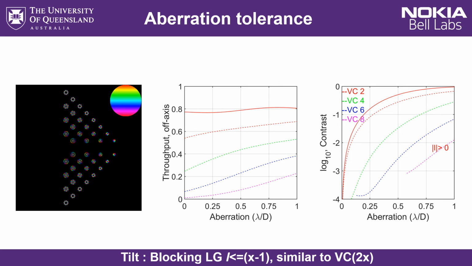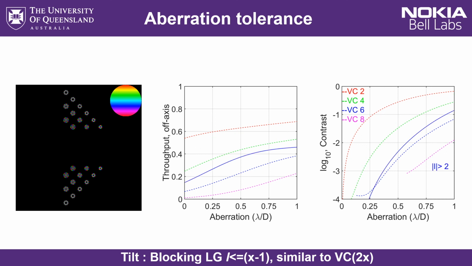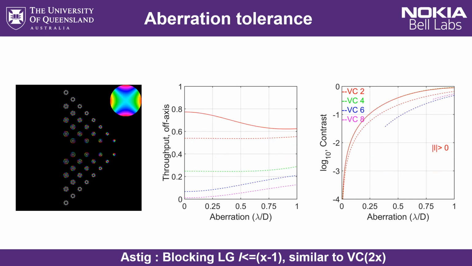As we increase the order of the LG coronagraph, it behaves similarly to a vortex coronagraph of increasing charge. So we block out the L equals 1 rows, that acts like a vortex coronagraph of charge 4. Block up to L equals 2 rows, that acts like a vortex coronagraph of charge 6. Block up to L equals 3 rows, that acts like a vortex coronagraph of charge 8. Same trend for all these different orders. The LG coronagraph has a bit better throughput, but a bit worse extinction if you compare them on that basis. And it's a similar story for astigmatism, but also trefoil.